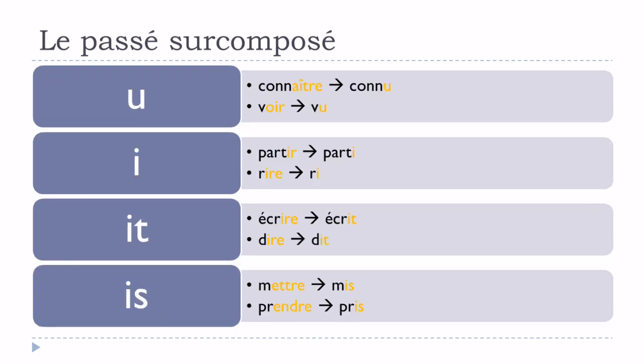Okay, so let's see now the third group, few exceptions, few categories and subcategories. So, connaître will become connu. Okay, voir will become vu. Partir, even if it belongs to the third group, well, it's actually quite simple. It will become parti. Rire will become ri. Écrire will become écrit. Dire will become dit. Mettre will become mis. Prendre will become pris. Okay?